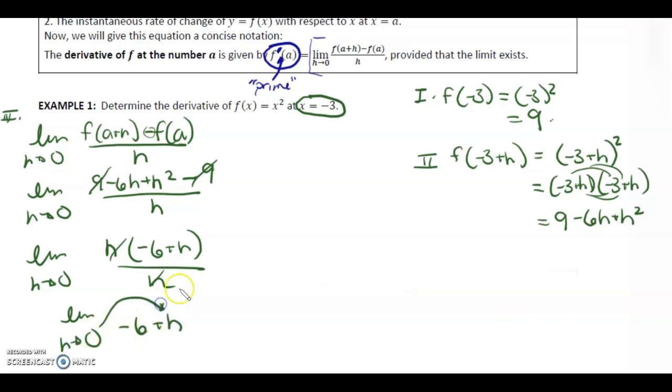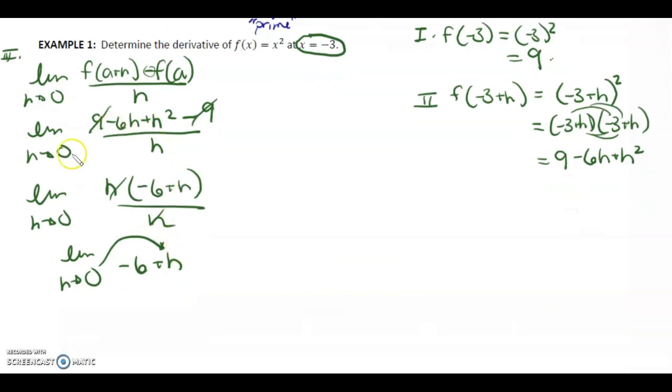At this point, we sub in the 0. Let me write equal signs all the way down. When we sub in the 0, we drop the limit, and we get -6. So that is the approach that we saw in Unit 1.